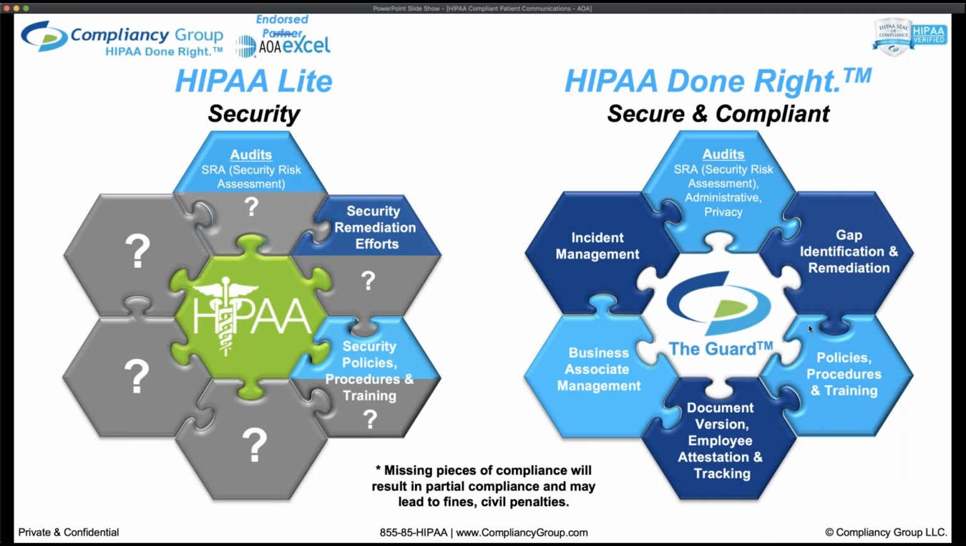Last but not least is incident management. By law, every incident must be investigated. When it is investigated, you have to document who was affected, what went wrong and how you fixed it, and then ultimately report it to the U.S. government. For a meaningful breach, which is more than 500 people, report within 60 days. Non-meaningful, you have to report at the end of the year.